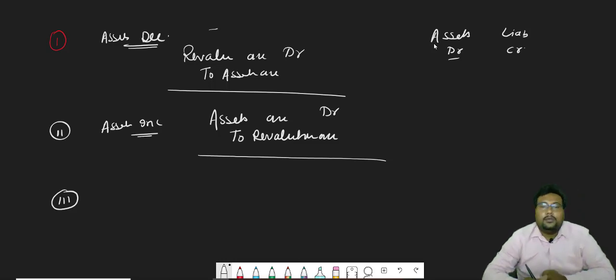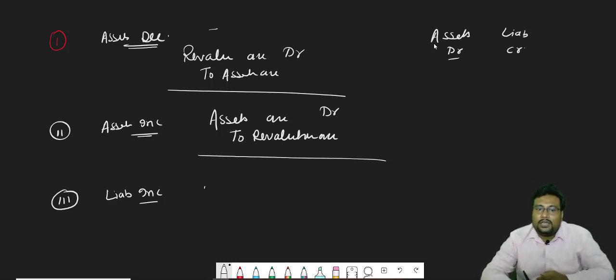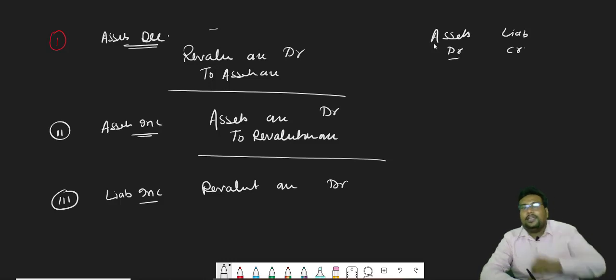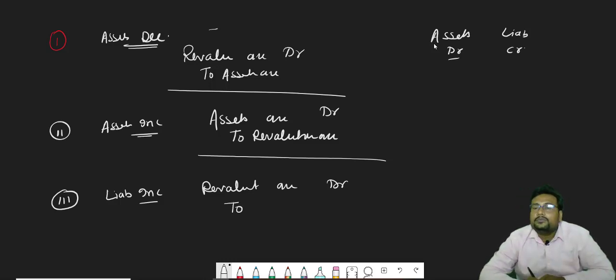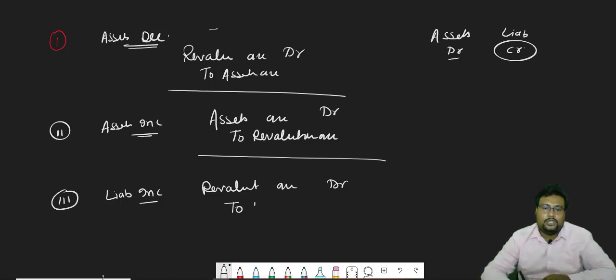Now third one. Third one is what? When liability increases. Now beta, when liability increases, we have a loss, because when liability increases, we have to pay more. When we have to pay more, we have a loss. And when we have a loss, revaluation account will be debited. Why so? Because all the losses are debited. Two, liability increases, and liability has the nature of credit. For increasing credit, we have to pass on the same side. That's why to liability account.